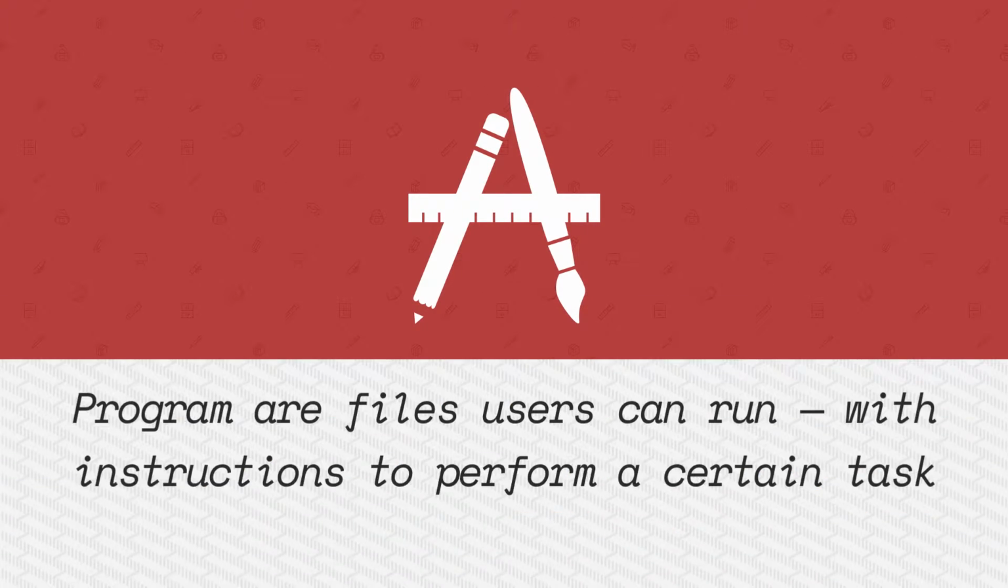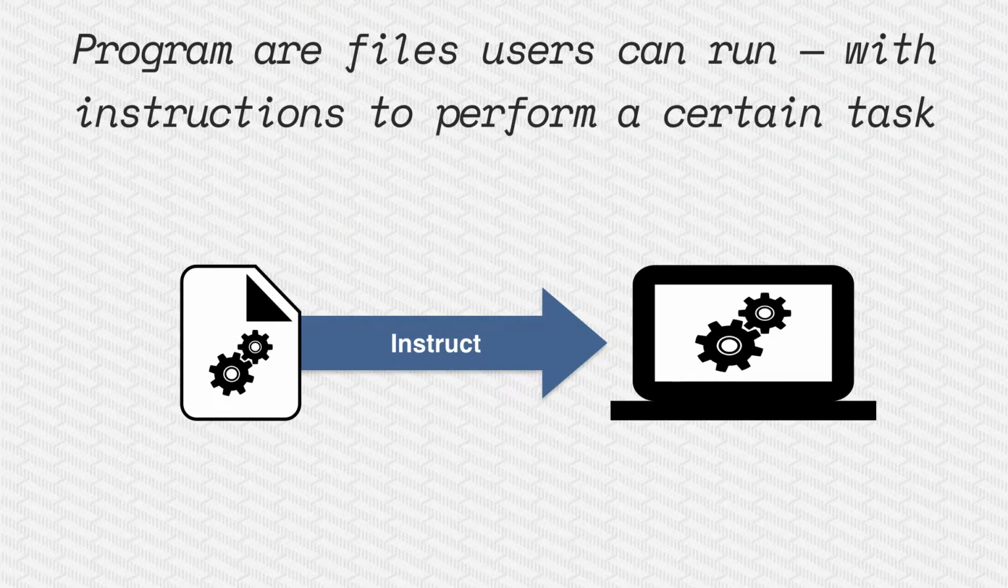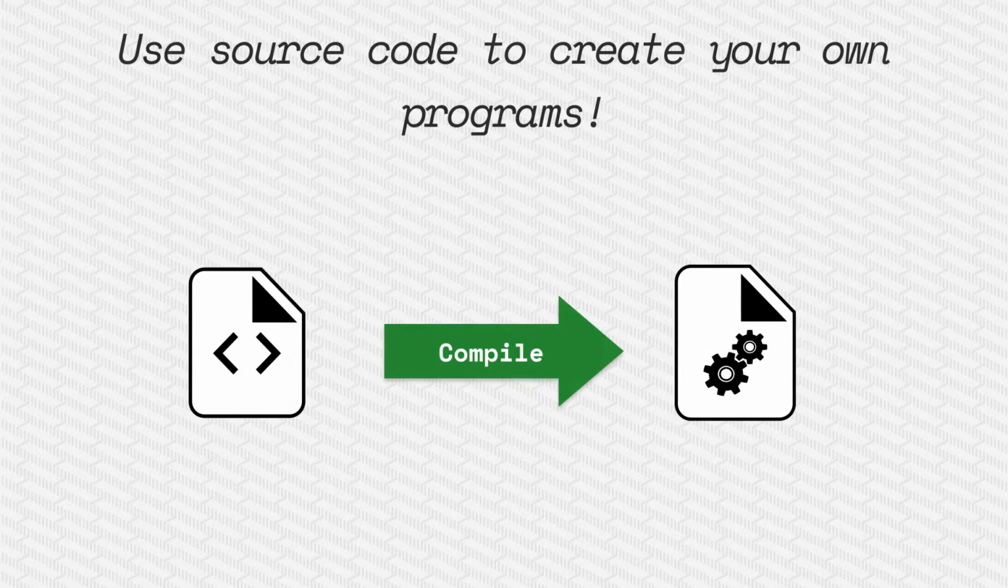What is a program? A program is a file that the user can execute, and when they do, it contains instructions that get the computer to perform a certain task. Cool, so we can write source code to a file, and we compile that source code into our program. Correct.